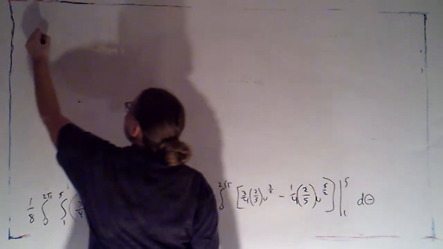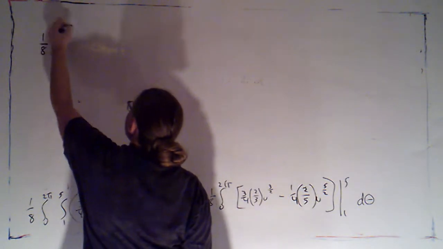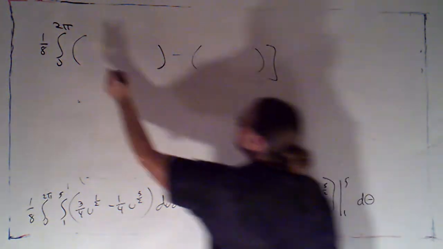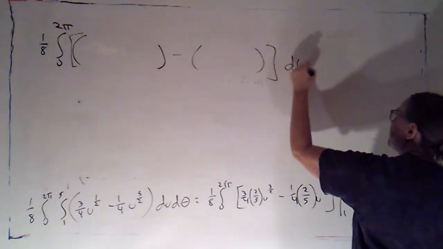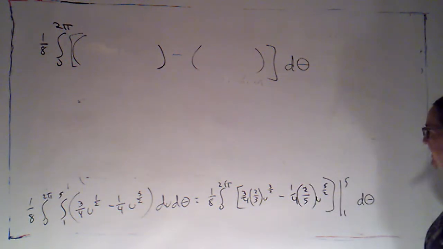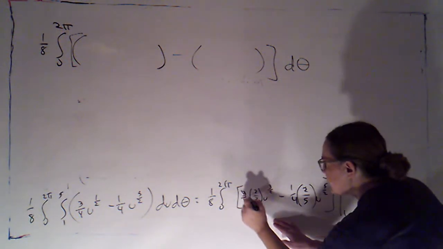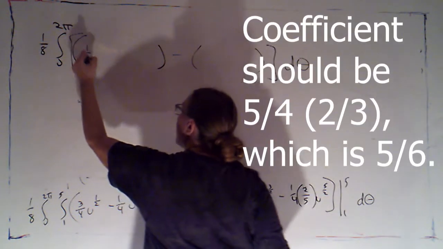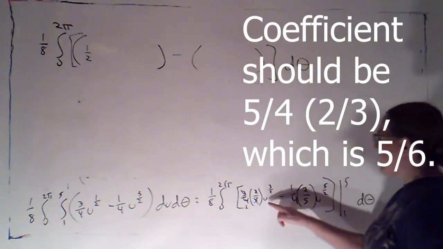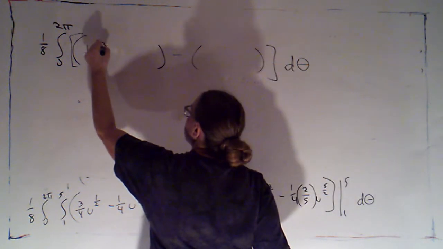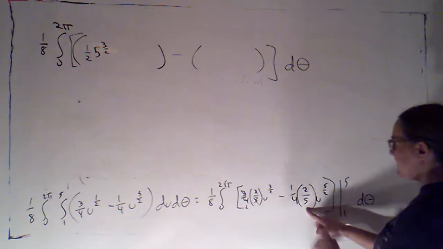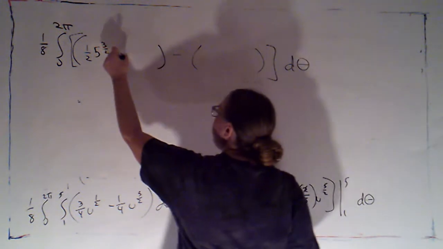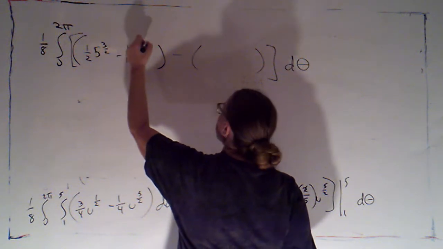So we're going to have 1/8 integral from 0 to 2 pi. It's going to be what I get at 5 minus what I get at 1. And then we still have to integrate that with respect to theta. Okay. Now, here I can cancel my 3's. The 2 and the 4 will reduce. So the coefficient here is just 1/2. And then 5 to the 3/2. Minus, here I can cancel the 2 and the 4, so that coefficient becomes 1/10, 5 to the 5/2.